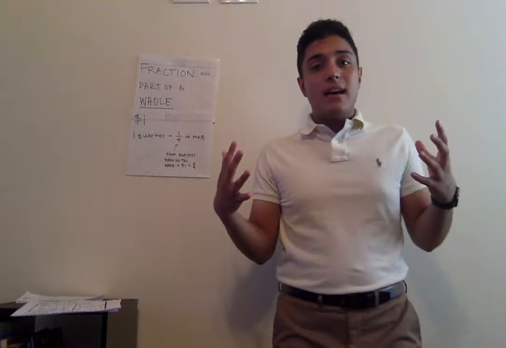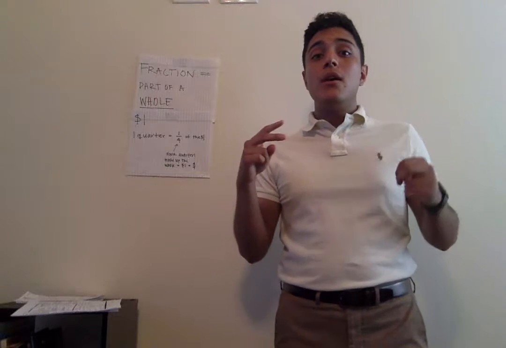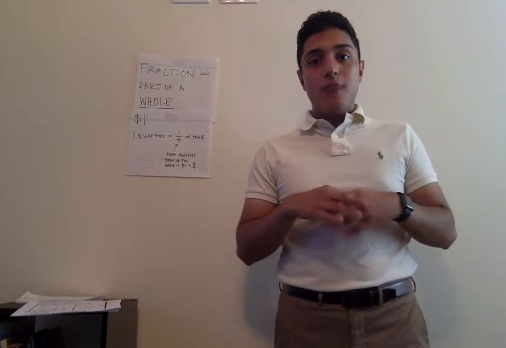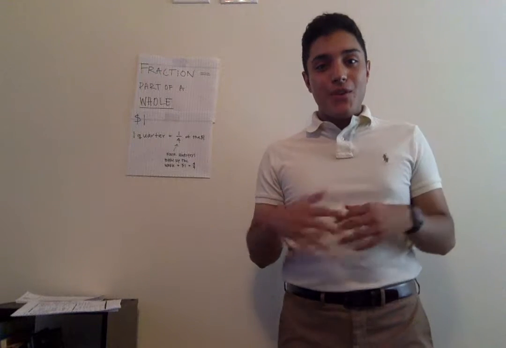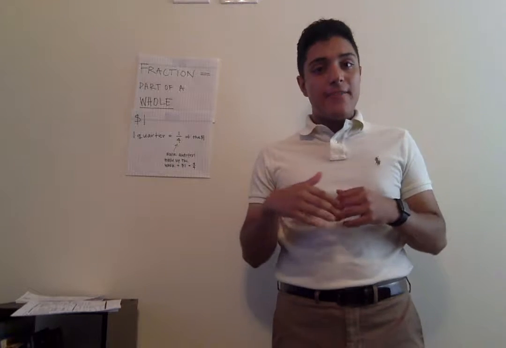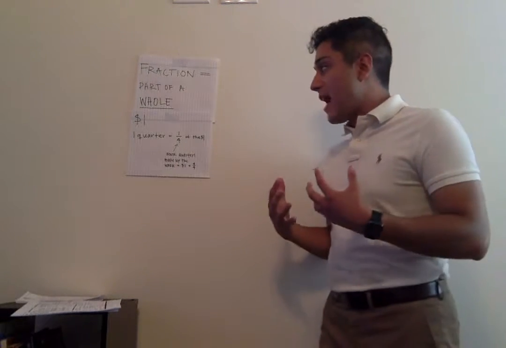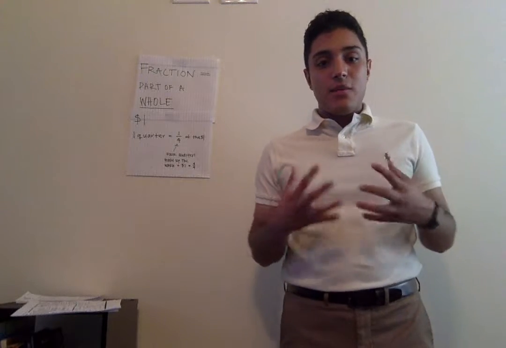Now let's look at 2 quarters. If you have 2 quarters, you have 2 of that 4 parts, so looking at 2/4 there. You can also reduce that into 1/2. We'll get into that a little bit later on, how to reduce them and all of that. But that's kind of the area that we're looking at.